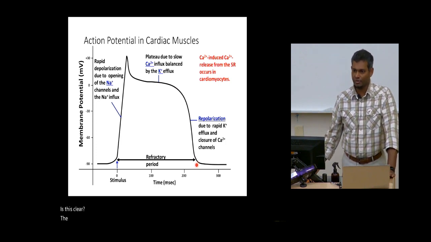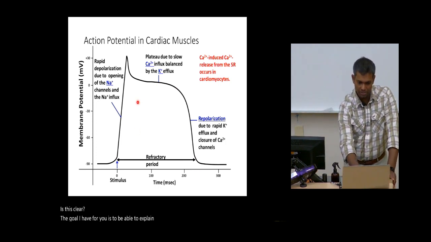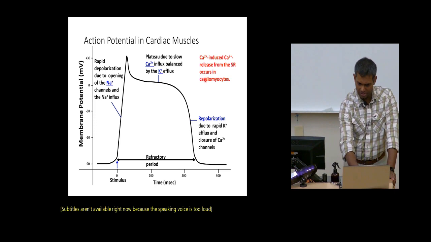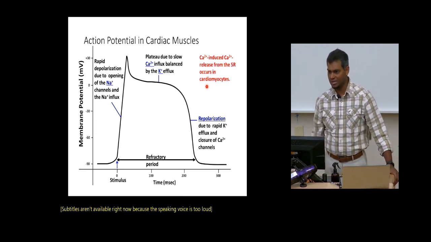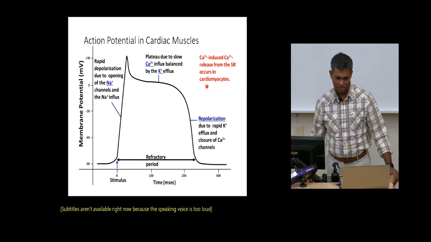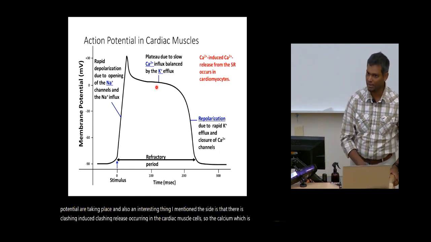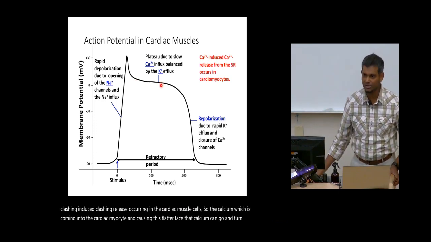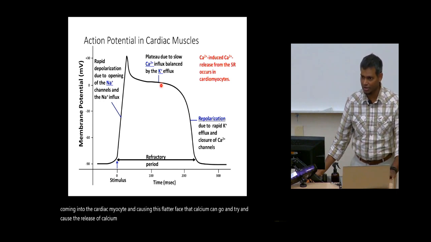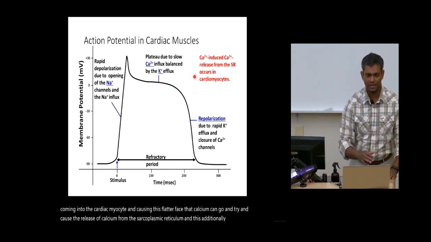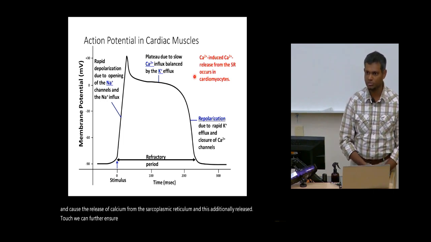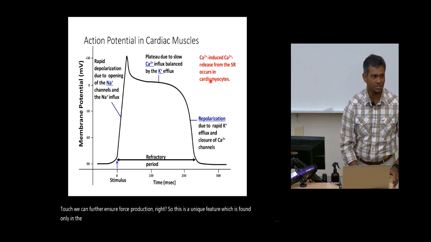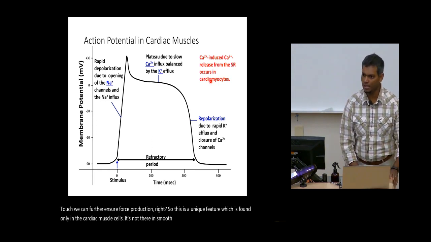The goal I have for you is to be able to explain why each of these phases of the action potential are taking place, right? And also an interesting thing I mentioned in the slide is that there is calcium-induced calcium release occurring in the cardiac muscle cells. So the calcium which is coming into the cardiac myocyte and causing this plateau phase can in turn cause the release of calcium from the sarcoplasmic reticulum, and this additionally released calcium can further ensure force production, right? So this is a unique feature which is found only in the cardiac muscle cells. It's not there in smooth or in skeletal muscles.